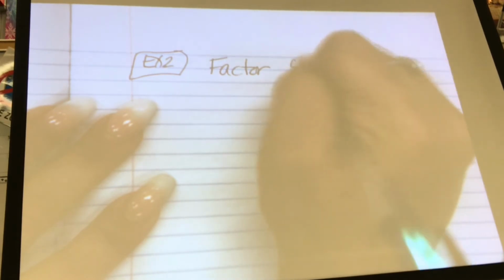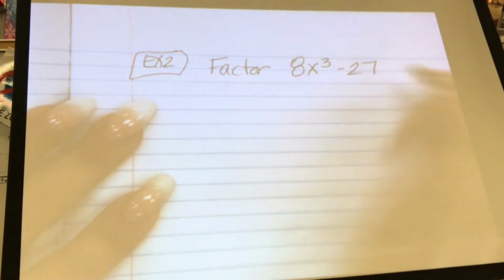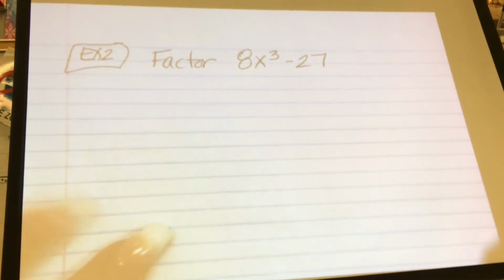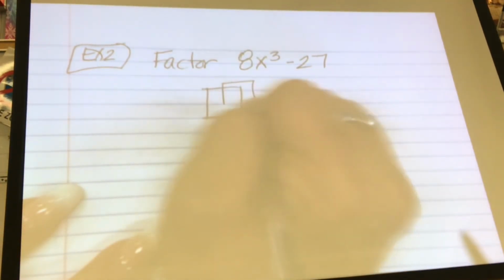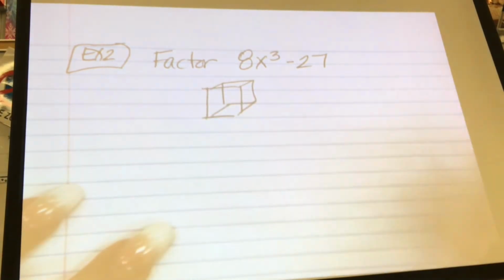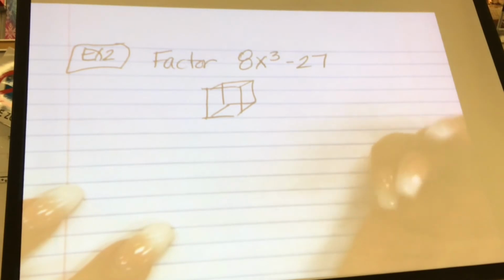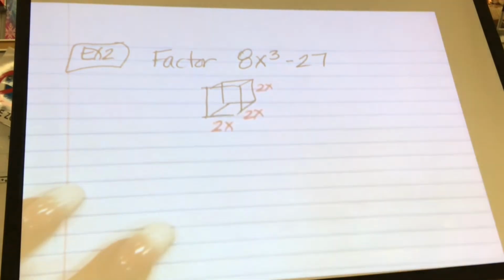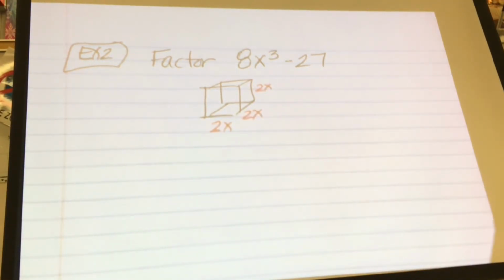Please factor 8x cubed minus 27. Is this a sum or difference of cubes? Let's check. What is A for 8x cubed? What is the length of each side of the cube? 2 what? X. Good. So 2x times 2x times 2x. Isn't that 8x cubed? It's not 6, is it? What's 2 times 2 times 2? 8, not 6. Right?